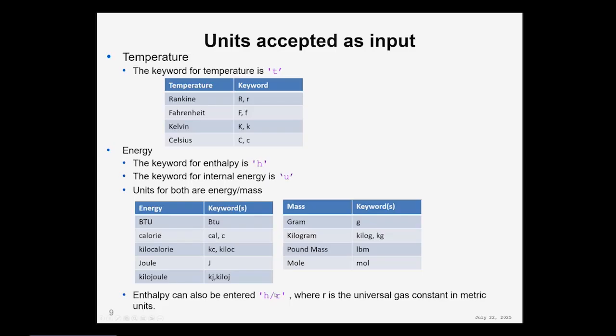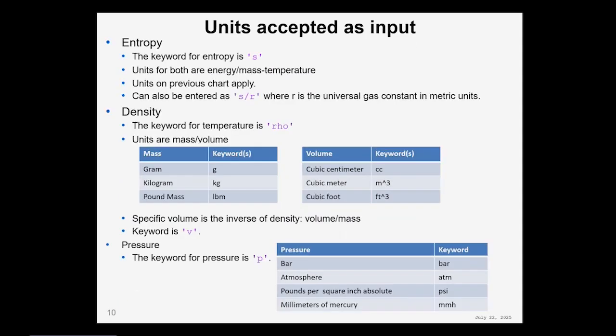The enthalpy can, as heritage input, can also still be entered as H over R, where R is universal gas constant in metric units. Entropy is S. This is energy per mass per temperature. I've shown you all those acceptable units on the previous slide. And it can also be entered as S over R.